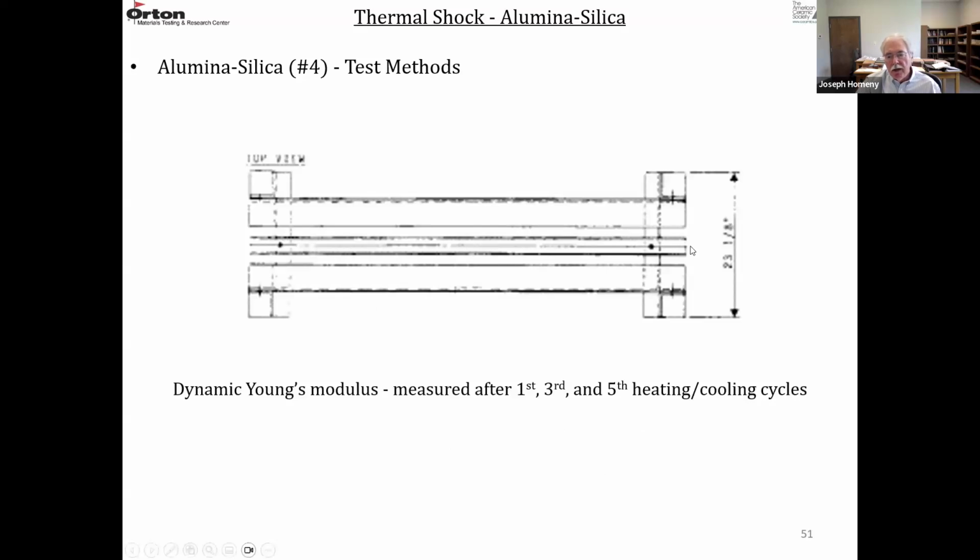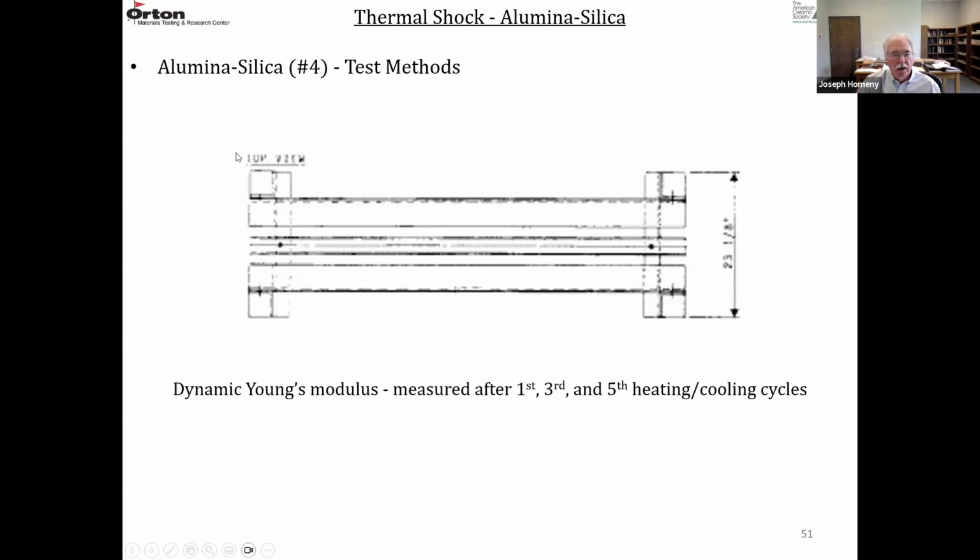And here's the length showing the burner, the 2 refractory channels, and then you lay your samples in perpendicular to the burner. So you have a hot and a cold face. And in this experiment, they measured Young's modulus after 1, 3, and 5 heating cooling cycles.